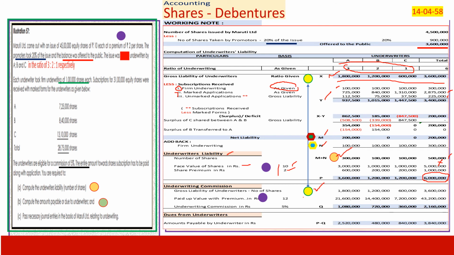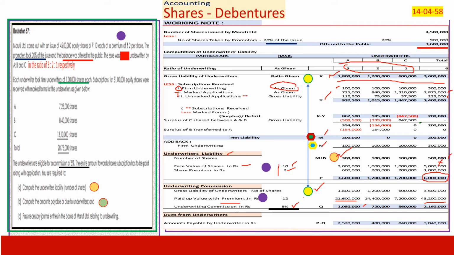18 lakhs into 12, 216 lakhs. Sorry, 12 lakhs into 12, 144 lakhs. 12 into 6 lakhs is 72 lakhs. Totally 432 lakhs is the value of the amount with premium. On this, they are eligible for a commission of 5%. 5% of 216 lakhs is 10,80,000. 144 lakhs is 7,20,000. 3,60,000 is 21,60,000. This is answer to compute the amounts payable or due to underwriters.